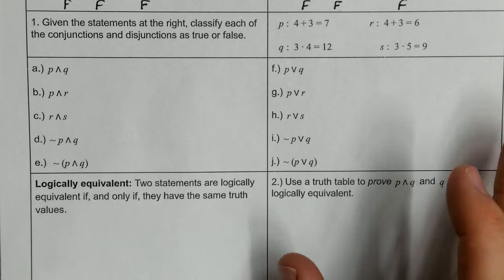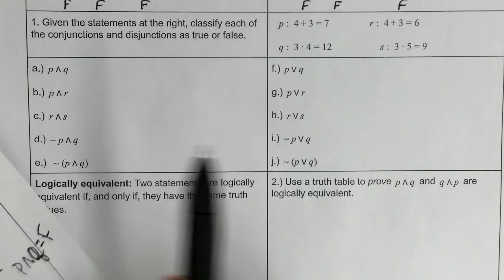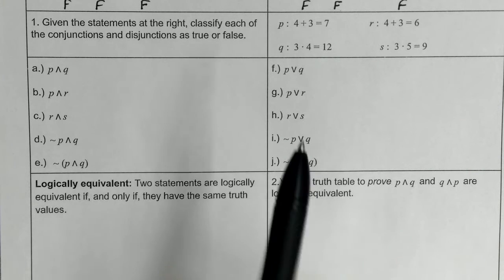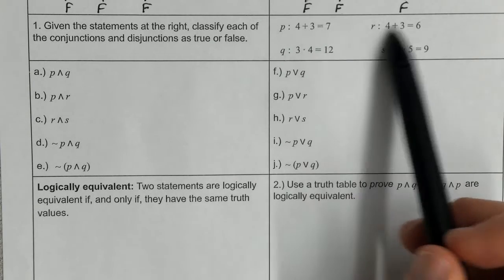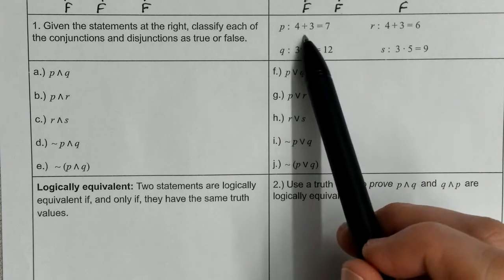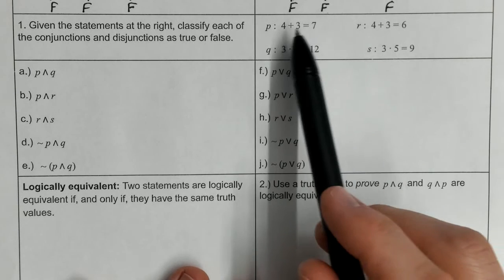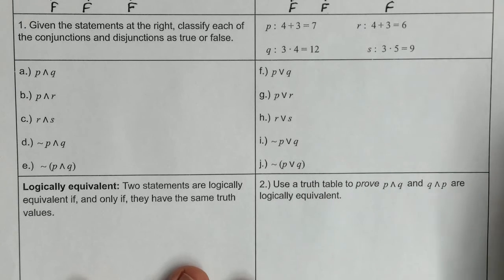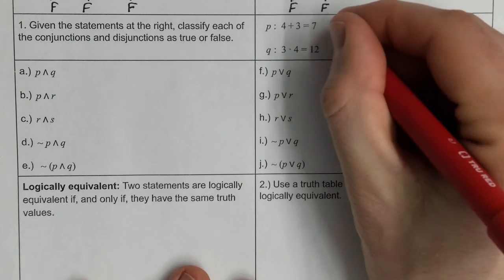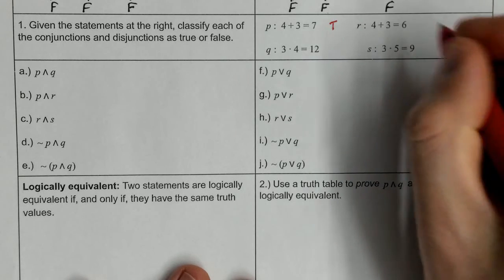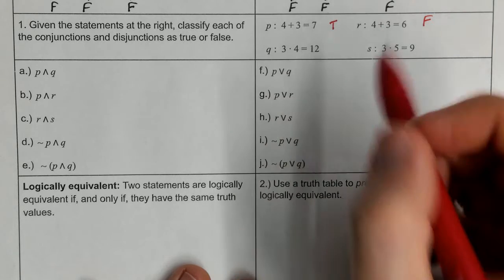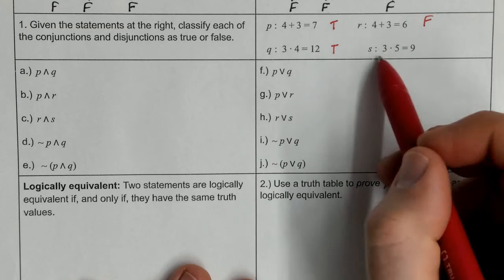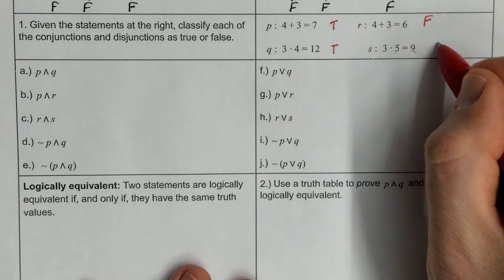All right, so some examples here. Given the statements to the right, classify each of the conjunctions and disjunctions as true or false. Here we have some statements, and it's going to be helpful if we just quickly lay out which ones are true and which ones are false. So 4 plus 3 equals 7, that is true. 4 plus 3 equals 6, that's false. 3 times 4 is 12, that's true. And 3 times 5 is 9, that is false.